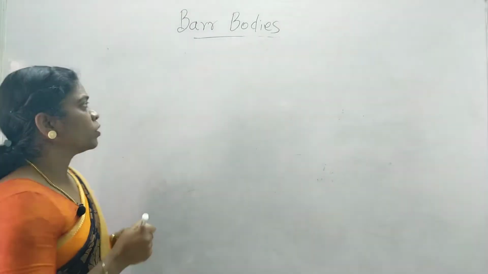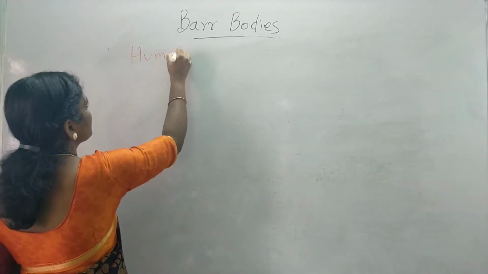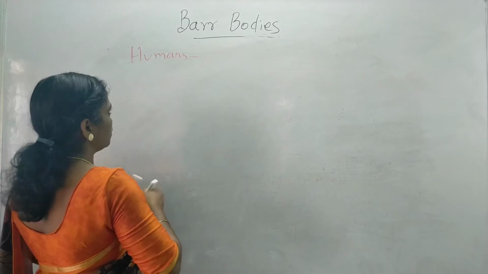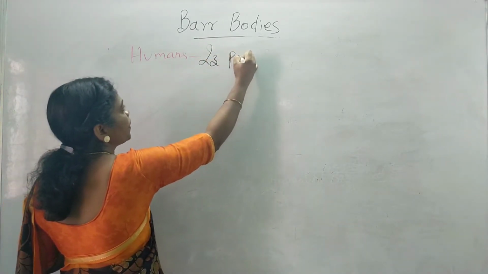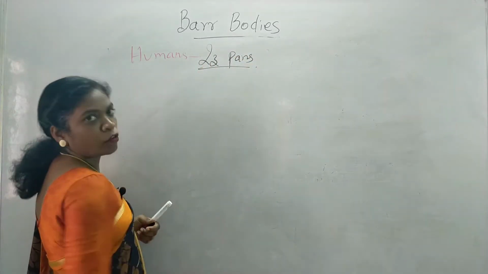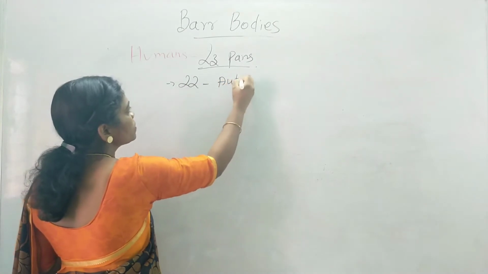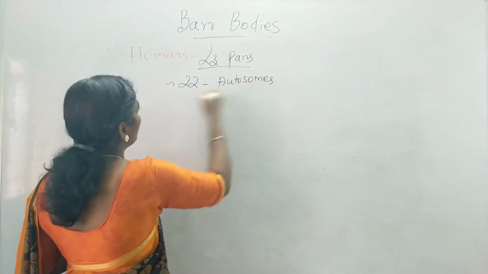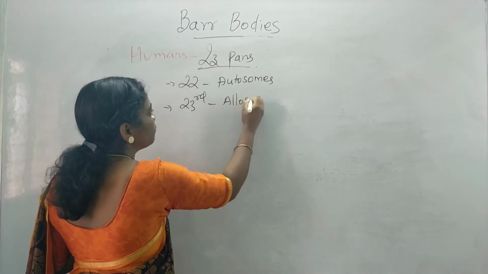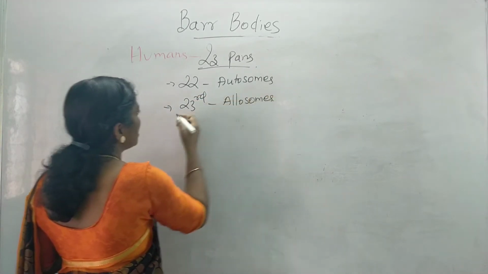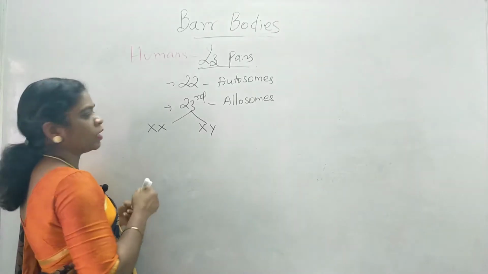We'll go with that. So humans have 23 pairs of chromosomes. Among these 23 pairs, 22 pairs are autosomes. The 23rd pair of chromosomes is known as the allosome. It differentiates male from female, where a female will have XX chromosomes and a male will have XY chromosomes.